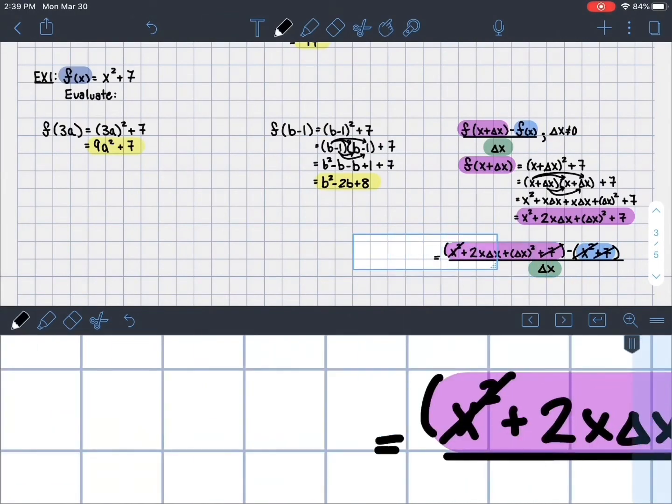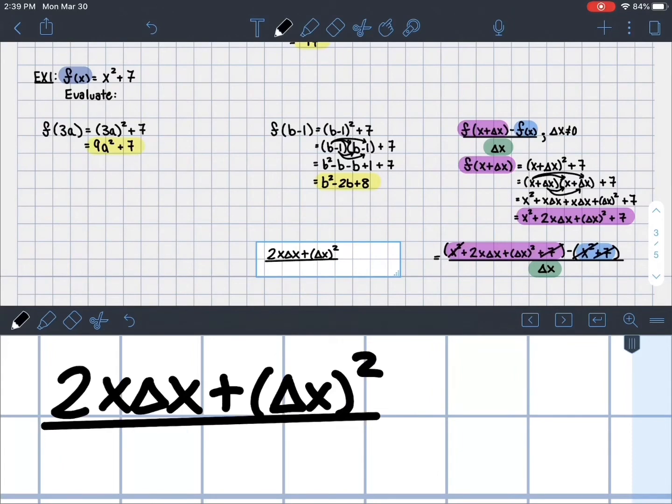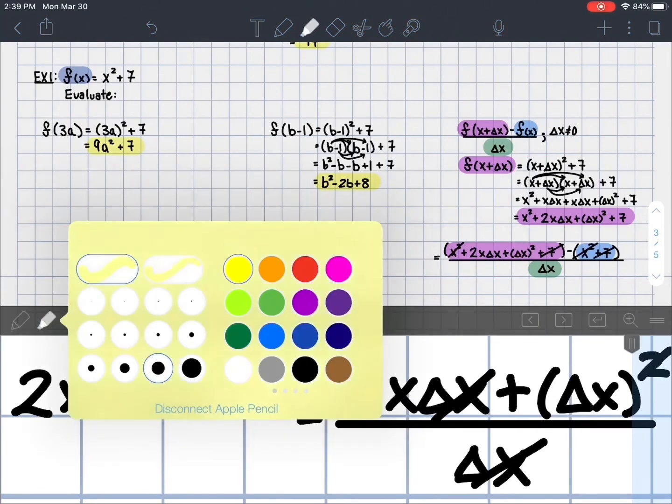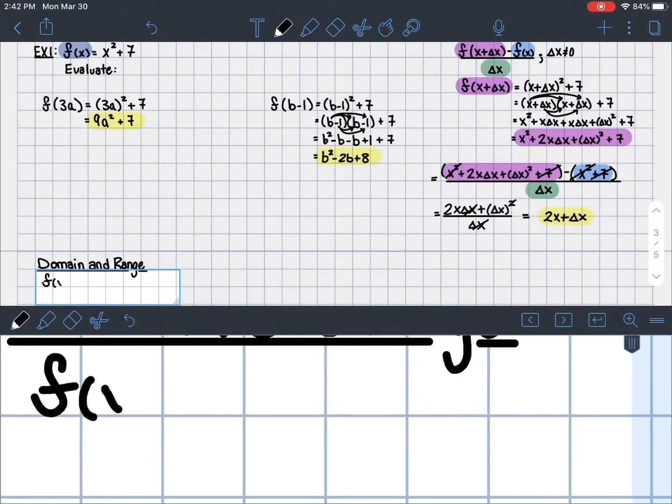Let's rewrite this now, and I ran out of room, so I'm going to write it to the left, with all of our remaining terms. Once we rewrite it with our remaining terms, we can catch that there is actually a delta x in each and every one of these terms. So we can cancel one from each and get a more simplified answer of 2x plus delta x.